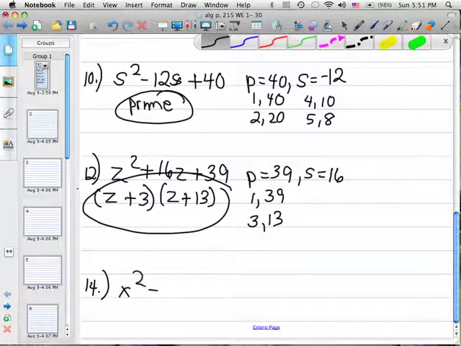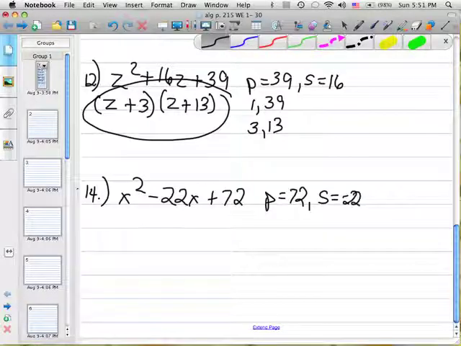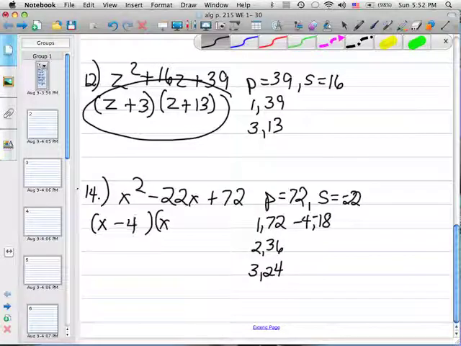Problem 14, we have x squared minus 22x plus 72. Our product has to be 72. The sum of the numbers has to be negative 22. So 1 and 72 do not work. 2 and 36 do not work. 3 goes in there, 24. That doesn't work. 4 goes in there, 18. 4 and 18 add up to 22. They both have to be negative. So the square root of x squared is x. One of them has to be minus 4 and the other one minus 18.